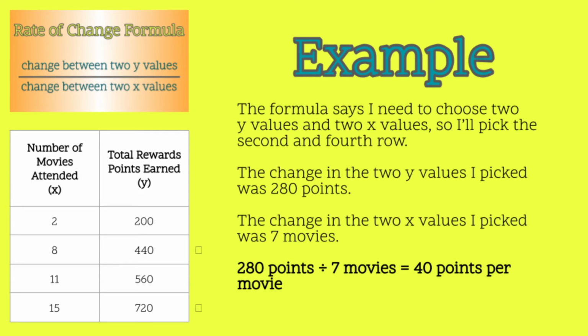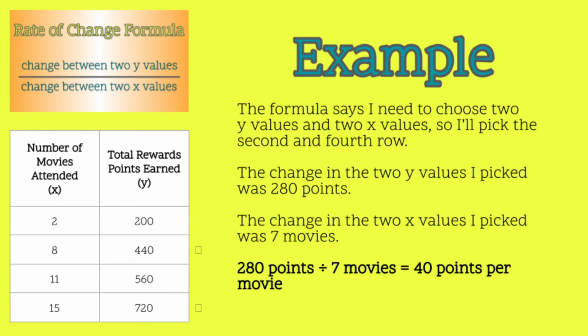So the change between the two y values I picked, the change between 440 rewards points and 720 rewards points, the difference between those two numbers is 280 points. So that's my numerator. And the difference between the number of movies attended, 8 and 15, the difference between those two numbers is 7 movies. So I need to divide 280 points by 7 movies, and that will get us the rate of change of 40 points per movie. So you must get 40 reward points every time you attend another movie.